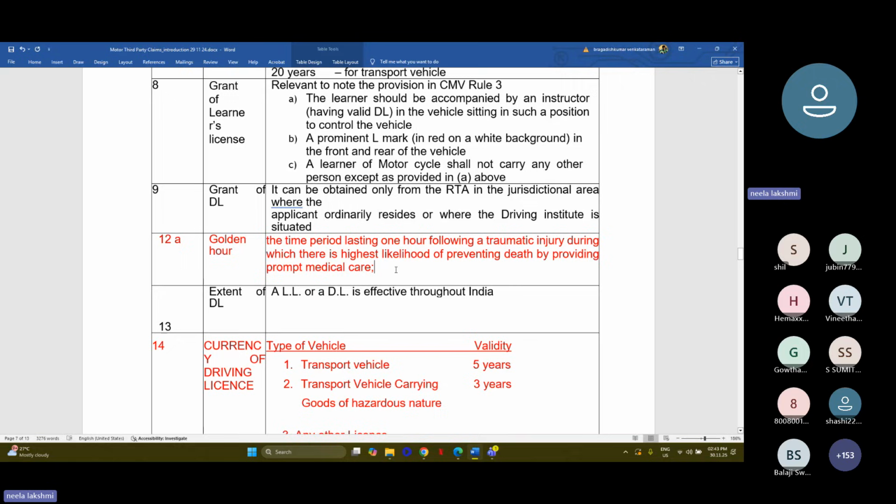This is a new concept of the 2019 amendment. This comes under section 12A, golden hour.